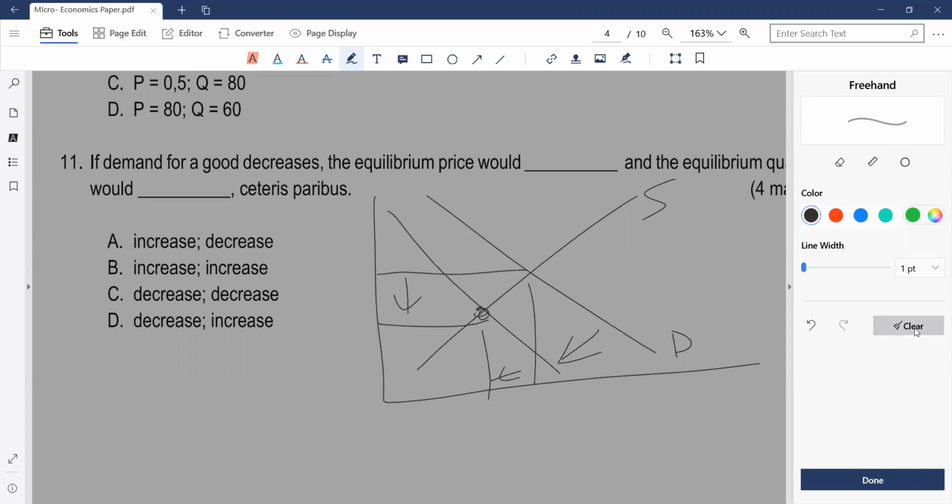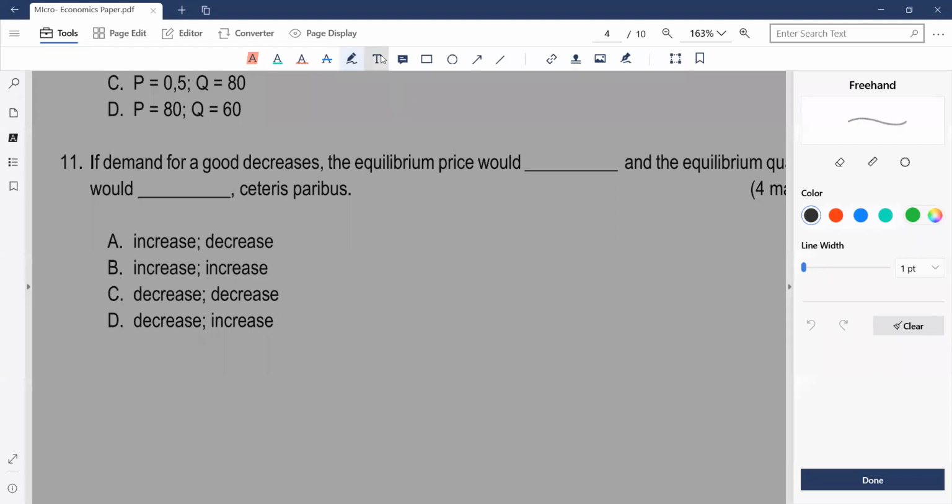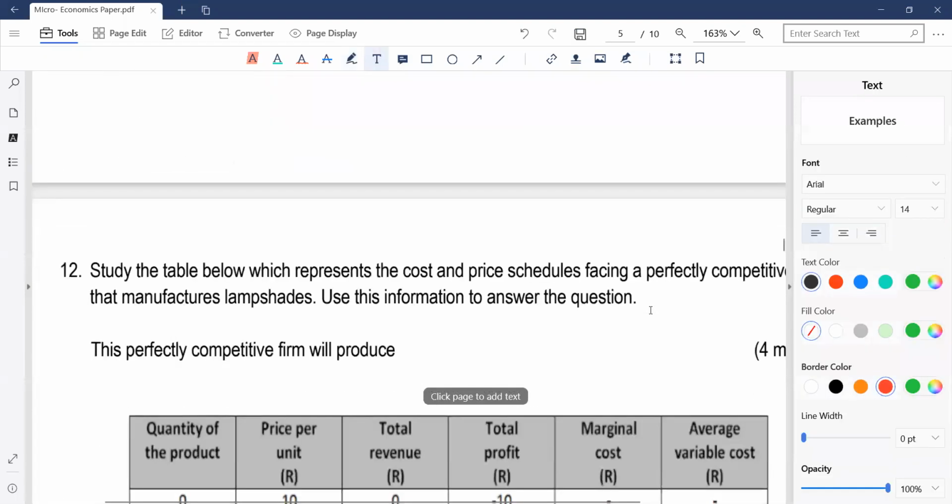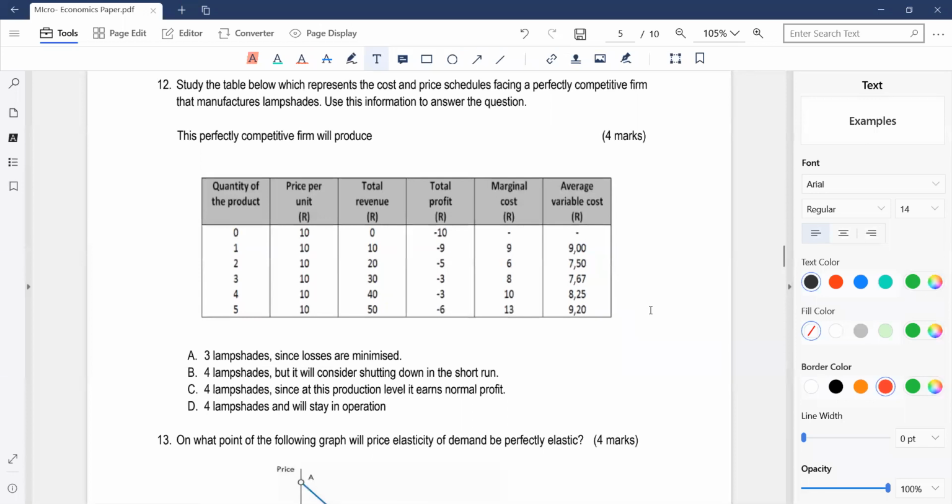Okay, guys, can I proceed? Can I proceed to question number 12? Guys, you are not answering me. Can I proceed? There's yes on the chat. Yes. Or there's someone who said yes on the chat.